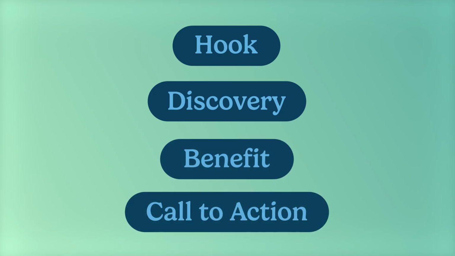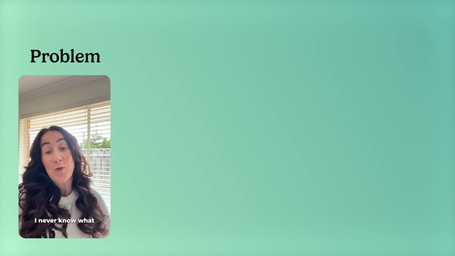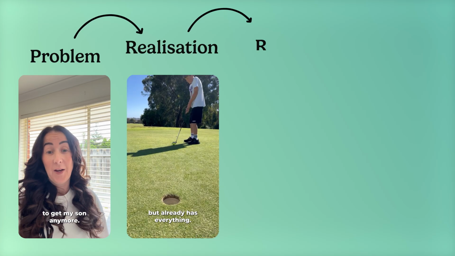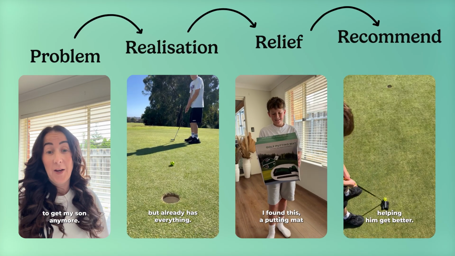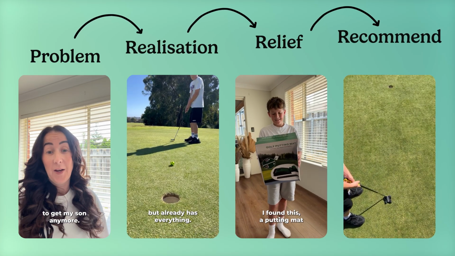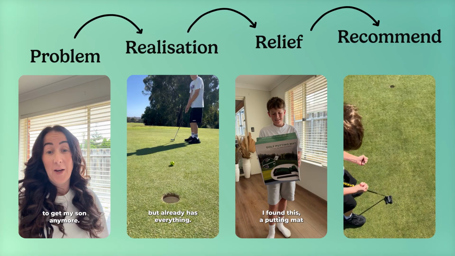We can begin writing our UGC script in ChatGPT, and there's a specific format you want to follow when writing your UGC script. You want to structure your script like this: the hook, discovery, benefit, and then a soft call to action. UGC works best when it feels like a person sharing their personal experience and not a brand selling a product. This structure follows a natural storytelling pattern that our brains trust: the problem, followed by the realization, followed by the relief, and then a recommendation. This mirrors how we talk to our friends on a daily basis.